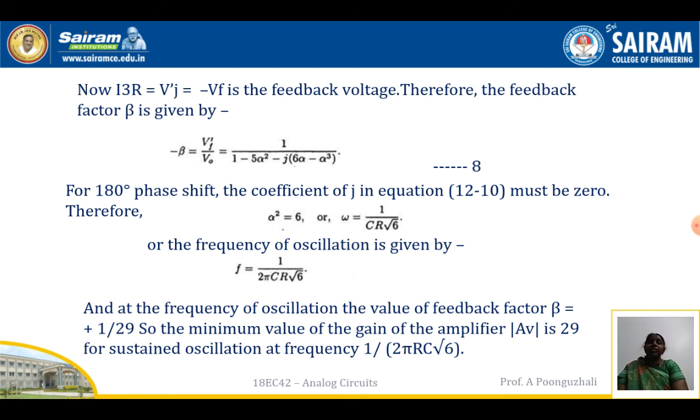For a 180 degree phase shift, the coefficient of j in equation 12.10 must be 0. So alpha square is equal to 6. So omega is equal to 1 by CR into root 6, or the frequency of oscillation is going to be given as f is equal to 1 by 2 pi CR into root 6. At the frequency of oscillation the value of the feedback factor should be 1 by 29. So the minimum value of the gain of the amplifier should be 29. If they multiply, the total loop gain should be 1. So 1 by 29 into 29 is going to be 1. So for sustained oscillation, the frequency is 1 by 2 pi RC into root 6. Thank you.